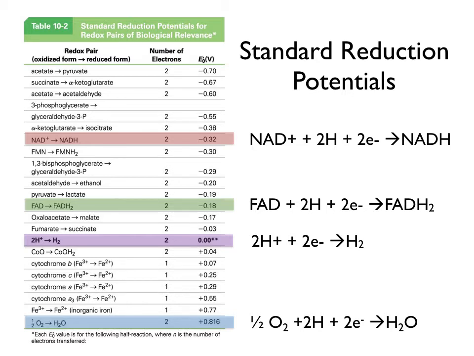The fact that this value is so positive allows essentially all of the electrons that are possible to be extracted from this process during electron transport to be so extracted. And this turns out to generate a lot of protons. As we'll see, the protons are what drive ATP formation during oxidative phosphorylation.